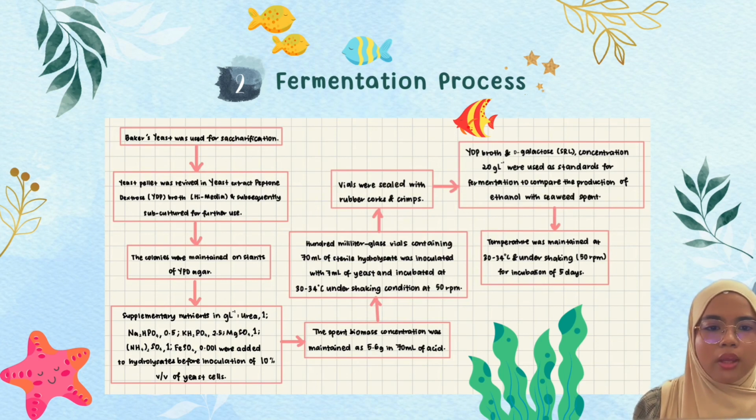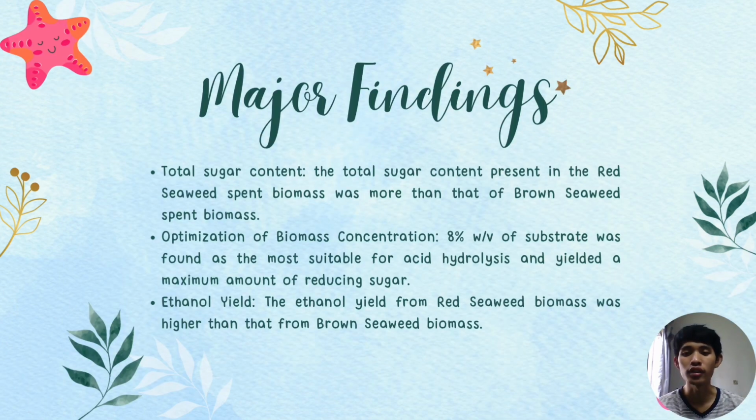Next, YPD broth and D-galactose, which is SRL, concentration 20 gram per liter, were used as standards for fermentation to compare the production of ethanol with seaweed spent. Lastly, the temperature was maintained at 30 to 34 degrees Celsius under shaking, which is 50 rpm, for incubation of 5 days.